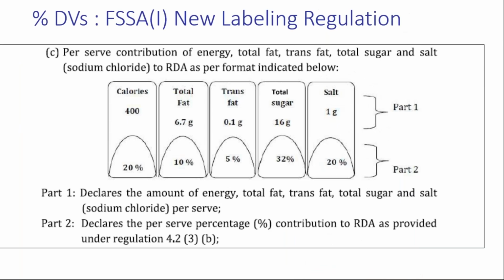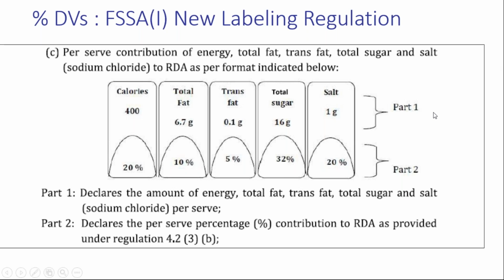FSSAI is now coming out with a new labeling regulation for these percent daily values, so that it is more visible. So you give the calories and say it is 20%. We are saying that the requirement is about 2000 calories per day that is recommended. So 400 is 20% of that. And if we say the total fat, this is 10% of the recommended value.